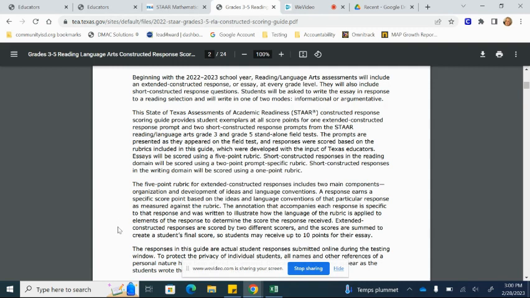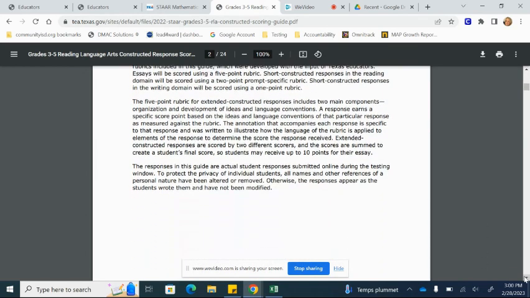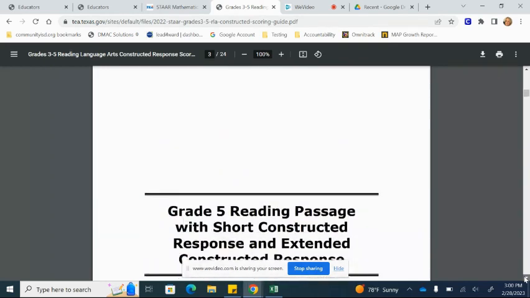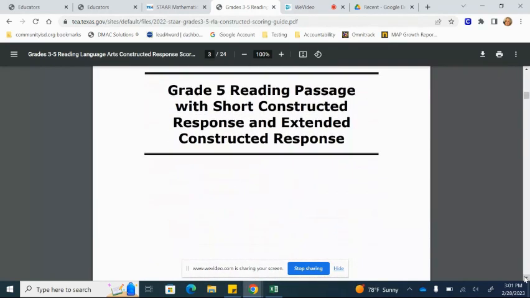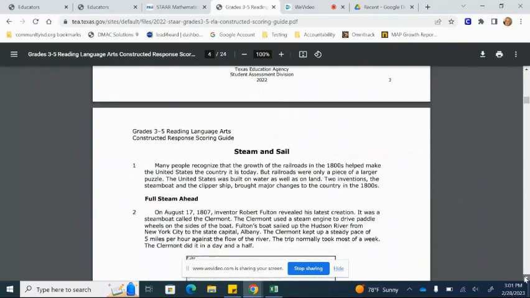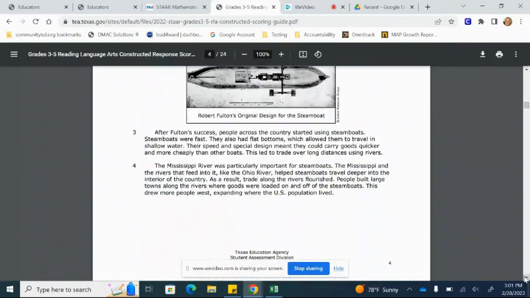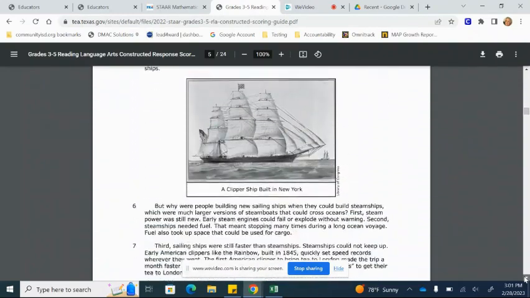Now, this also lets you know that extended constructed responses are scored by 2 different scores, and the scores are summed up to create the student's final score. So the maximum points a student could earn on an extended constructed response or their essay is 10 points. Okay, good information to have. All right, so keep on scrolling down here. So this is going to give you examples. Right here we have a passage. Students will read.